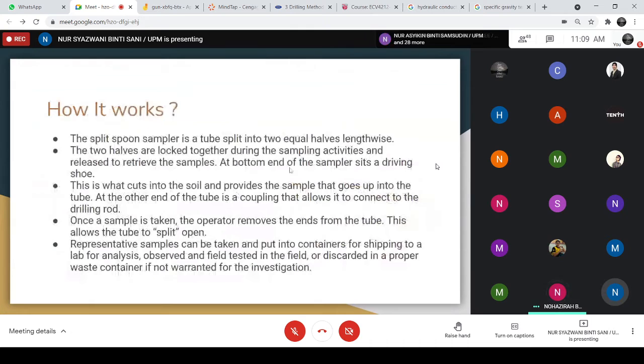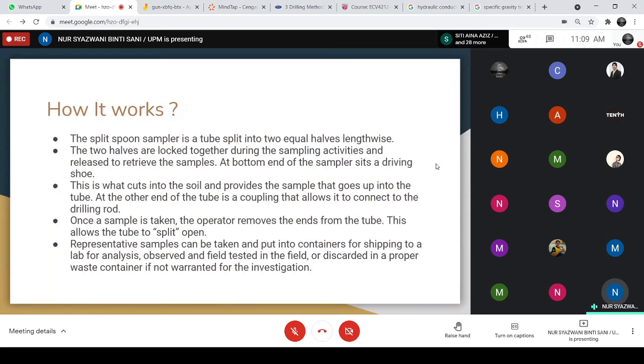So next is how it works. The first one is the split spoon sampler is a tube split into two equal halves lengthwise. The two halves are locked together during the sampling activities and released to retrieve the samples. At the bottom end of the sampler sits a driving shoe. This is what cuts into the soil and provides the sample that goes up into the tube. At the other end of the tube is a coupling that allows it to connect to the drilling rod.